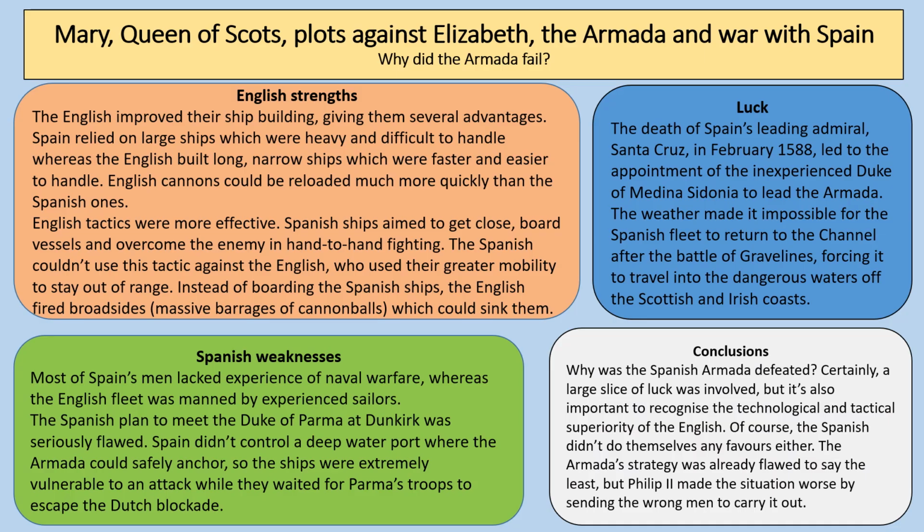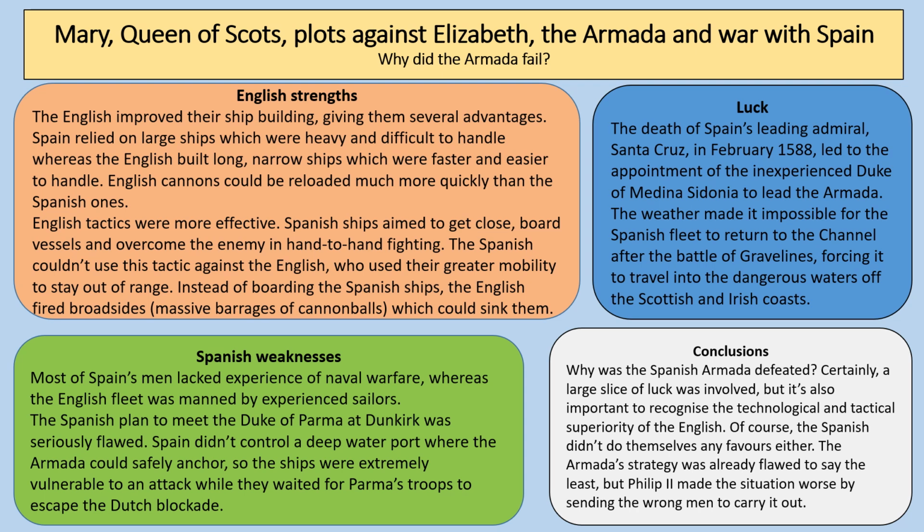So why did the Spanish Armada fail? Well, firstly, the English had strength. They'd improved their shipbuilding and given them several advantages. Spain relied on large ships which were heavy and difficult to handle, whereas the English built long, narrow ships which were faster, easier to handle, easier to manoeuvre. English cannons could be reloaded a lot more quickly than Spanish ones. The English tactics were more effective.